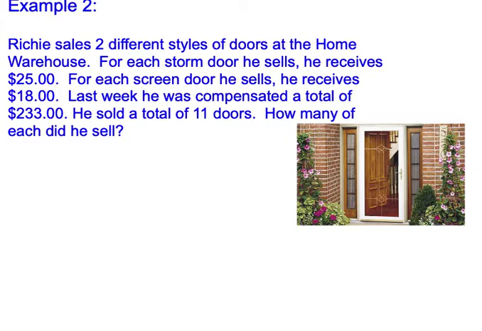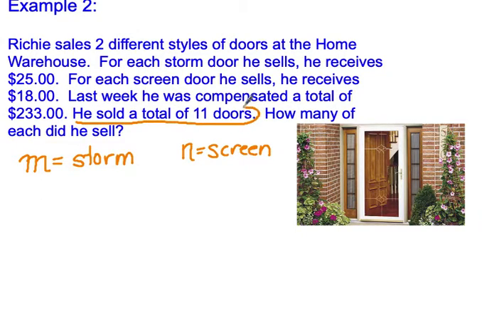All right, so this time we have 2 different doors here. So this is definitely going to put us into an algebra component with 2 different variables. I'm going to start by defining my variables so that I know what's going on in the problem. I'm going to use the variable m to represent storm door, and n to represent screen door. Now let's pull parts of the problem together. It says he sold a total of 11 doors. So that means so many storm doors plus the screen doors totaled 11. So maybe he sold 6 and 5, or he sold 3 and 8. What we've got to do is figure that out.